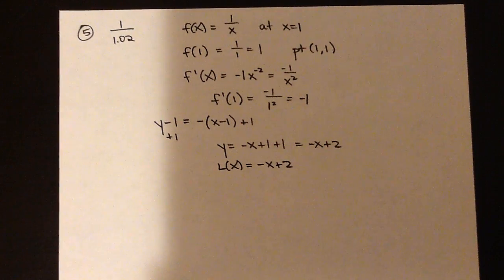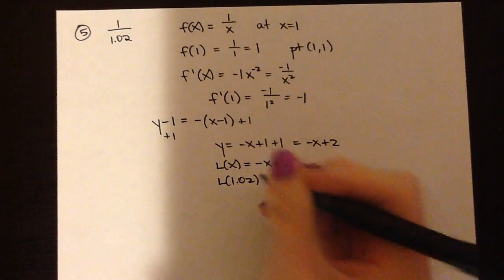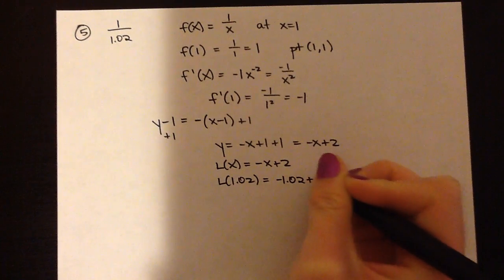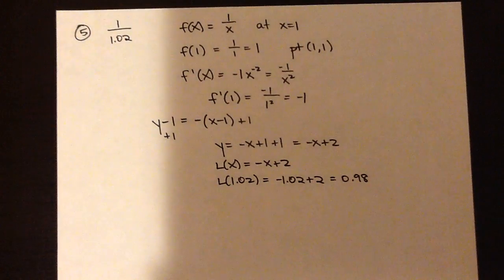So what I do to approximate what 1 over 1.02 would be is I plug 1.02 into the linearization, or the tangent line approximation. This gives me 0.98, which sounds like it could be pretty close to accurate. Like 1 over 1.02 would just be slightly less than 1, so about 0.98.